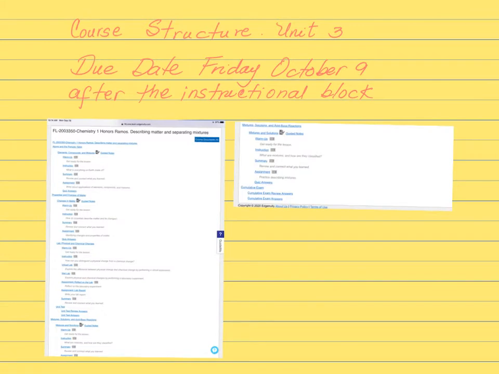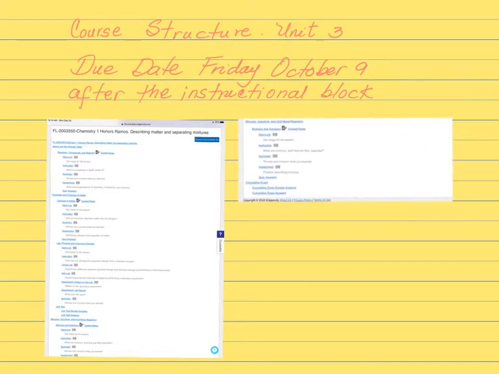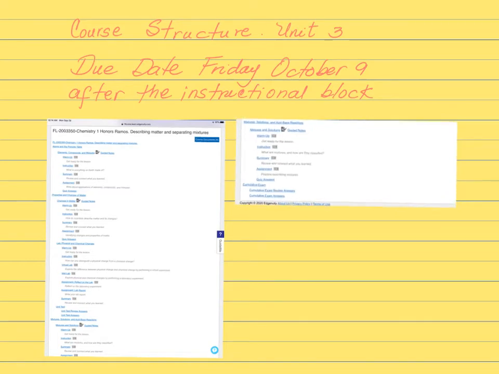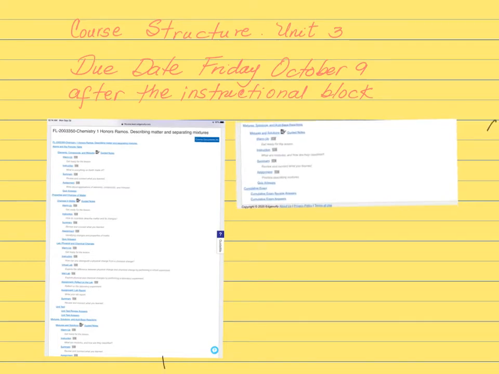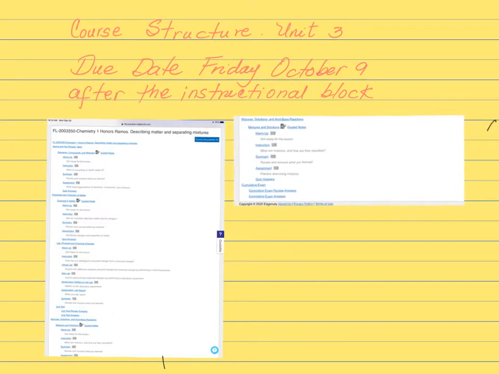So, okay, today we're going to start unit number 3. In this unit, you're going to learn how to classify matter according to its composition, and in addition to that, you're going to learn how to separate mixtures. If you were in my physical science class, you have an idea of this topic because we did this when you were taking physical science. Still, we are going more in depth now.